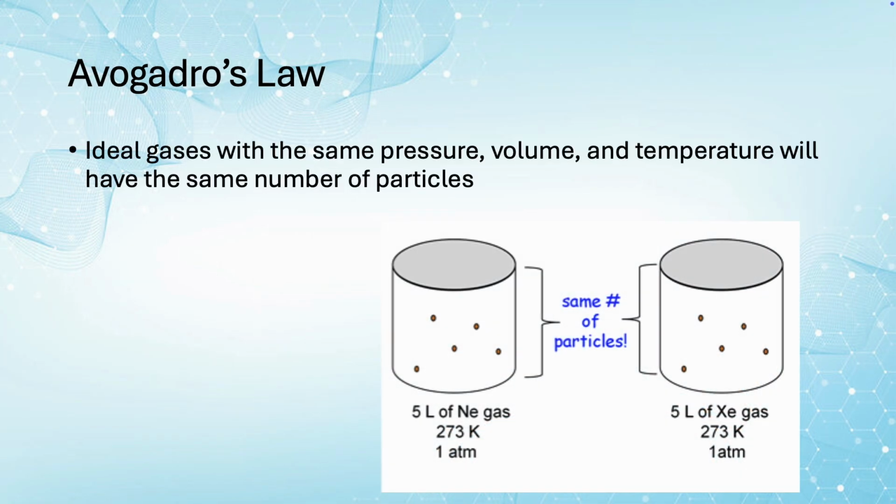We can also relate pressure, volume, and temperature to the number of particles of gas, or marbles, the example I used in the previous video. Avogadro, a scientist also responsible for one awesome thing we'll talk about later, stated that ideal gases with the same pressure, volume, and temperature will have the same number of particles. This is known as Avogadro's law.